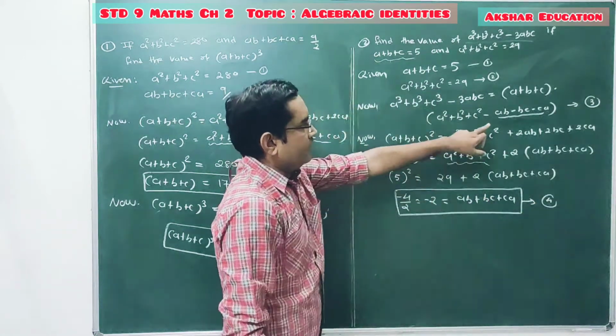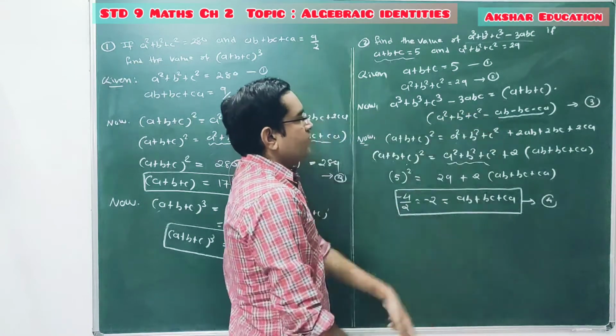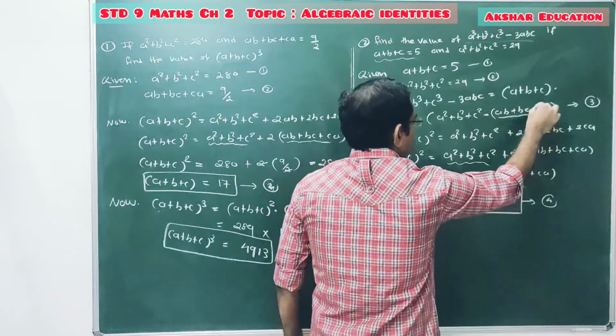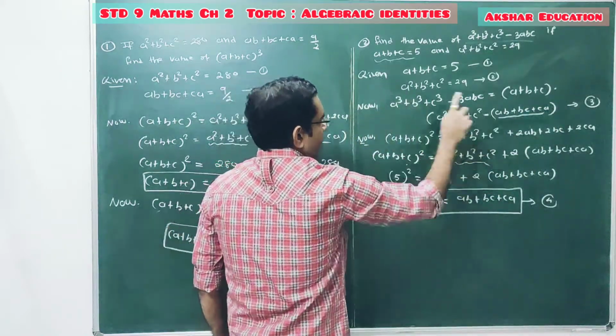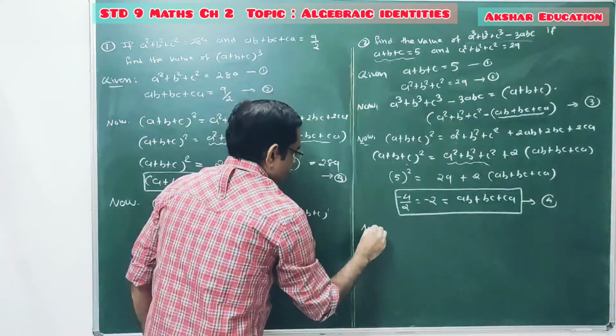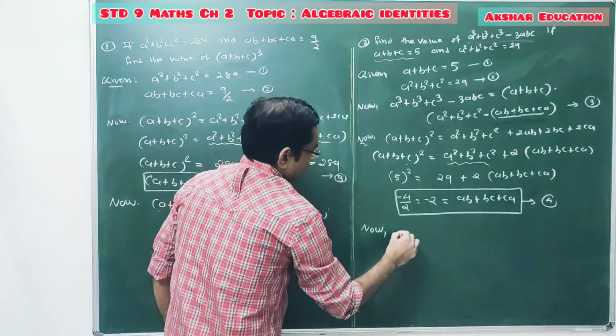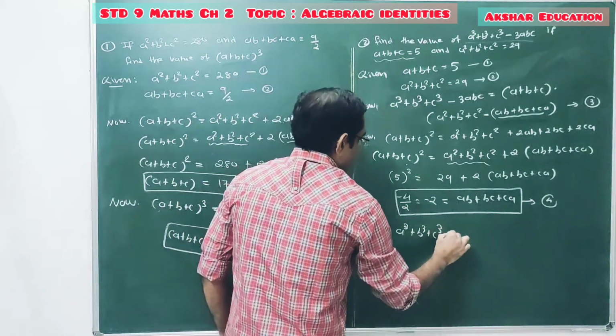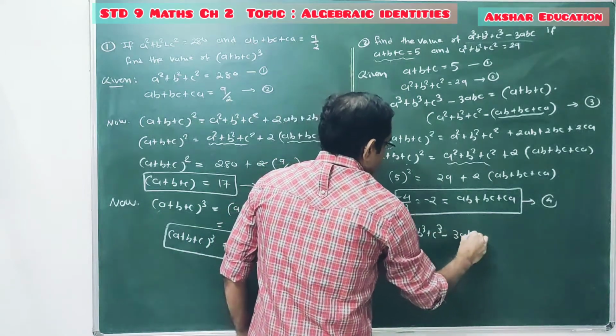Put this value over here. Now in result 3, we are taking the minus sign as common. So this one is ab plus bc plus ca. Put this value over here, we will get the required answer. So now, the question is to find the value of a cube plus b cube plus c cube minus 3abc.